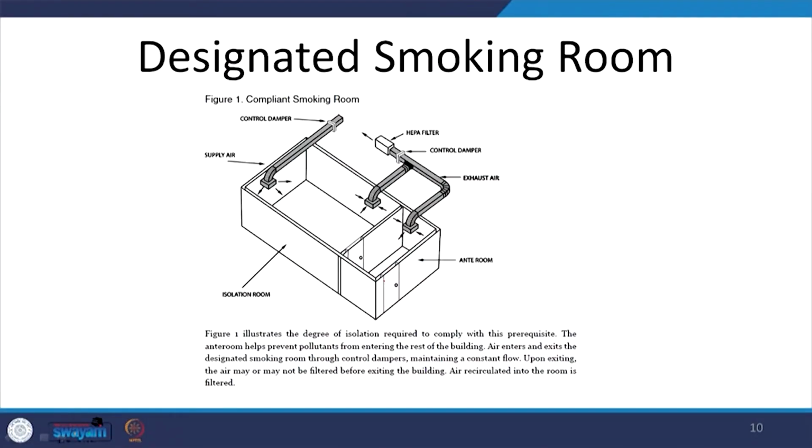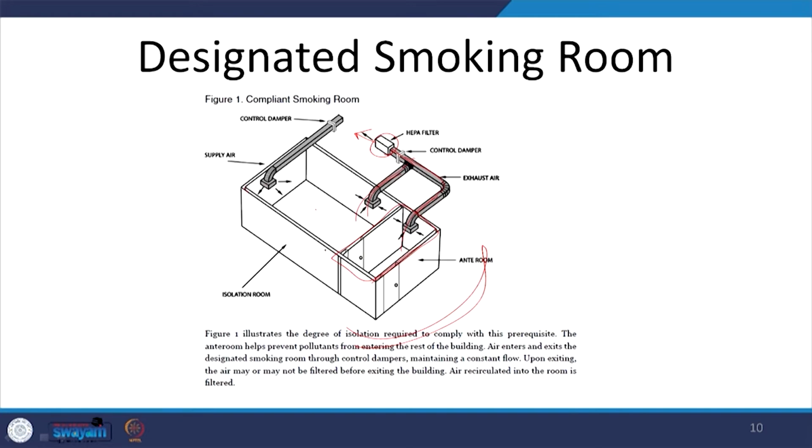We have to design an ante room which acts as a buffer between the non-smoking area and the smoking zone. This is the smoking zone, which is the isolation. This smoking zone will have a separate ventilation system which is mainly exhaust, but even before it is exhausted to the outdoors, the air has to be filtered, and then the stale air shall be exhausted.